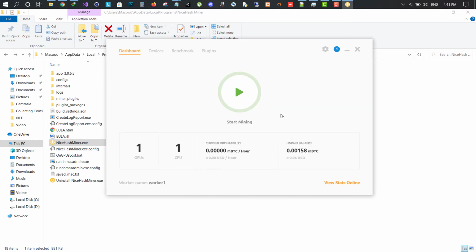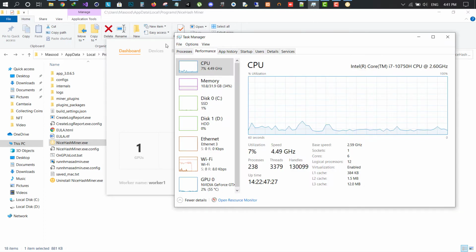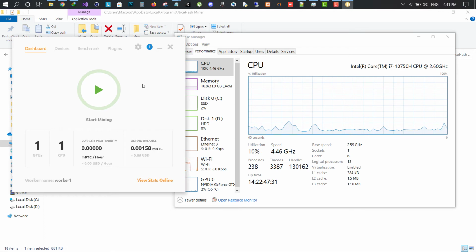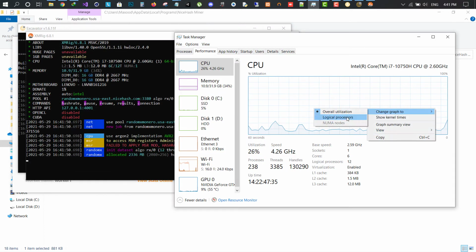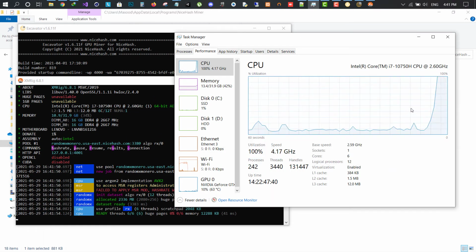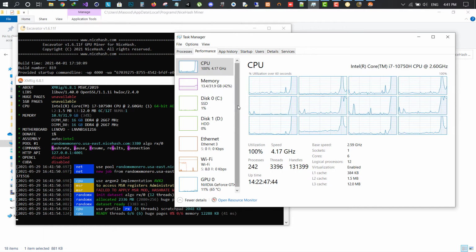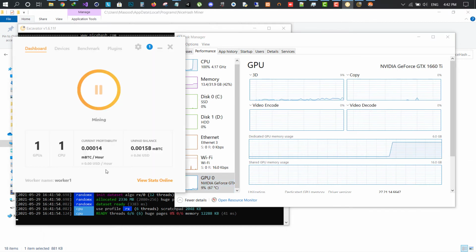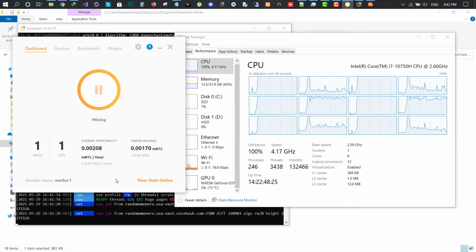On the dashboard, we can see the current profitability along with the unpaid balance. We can simply run the miner by clicking the Start Mining button. It shows according to the current pool and the Bitcoin price. It is around 0.07 USD per hour.